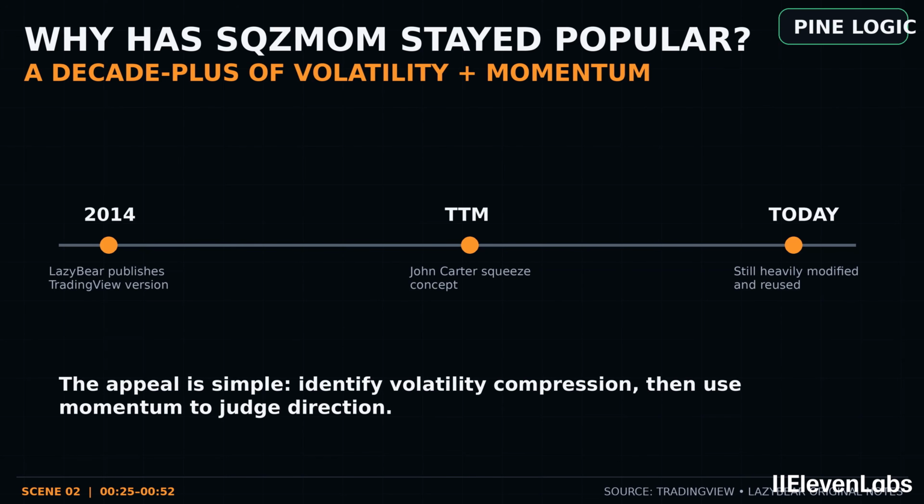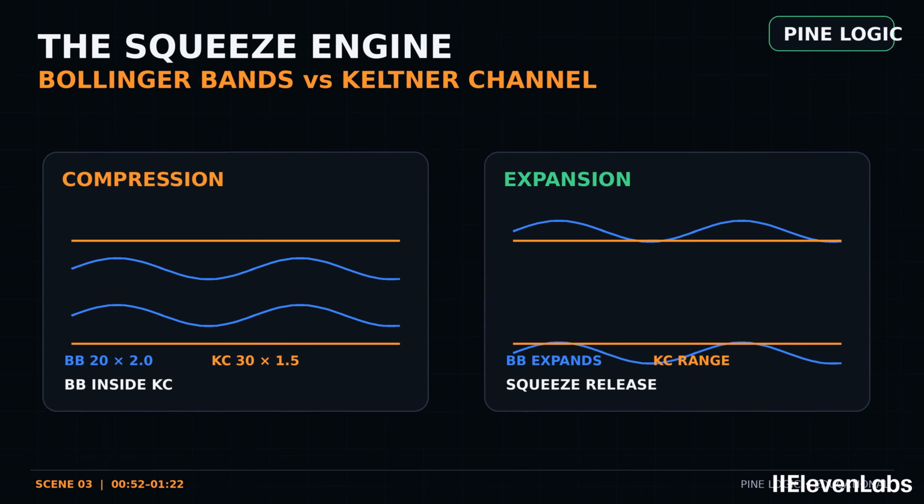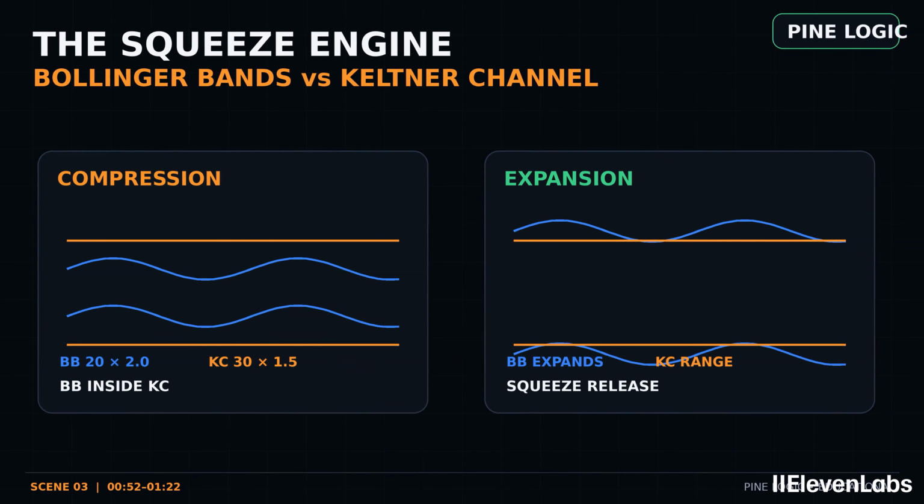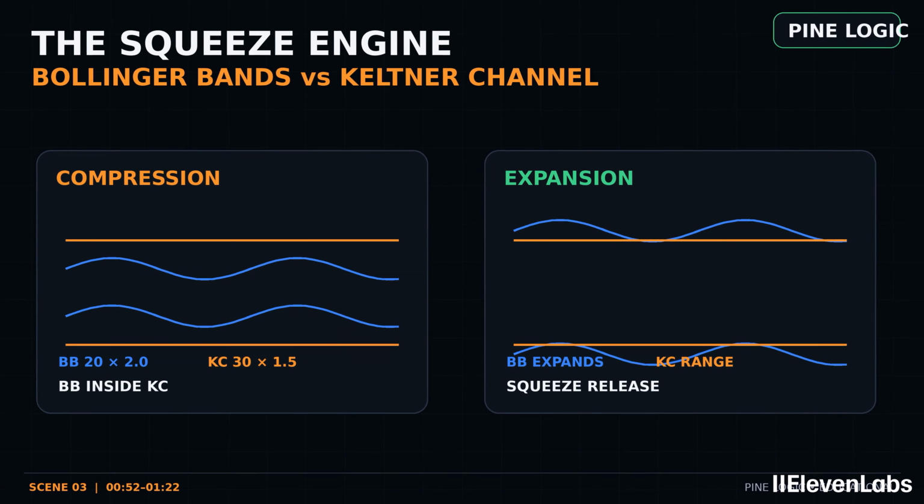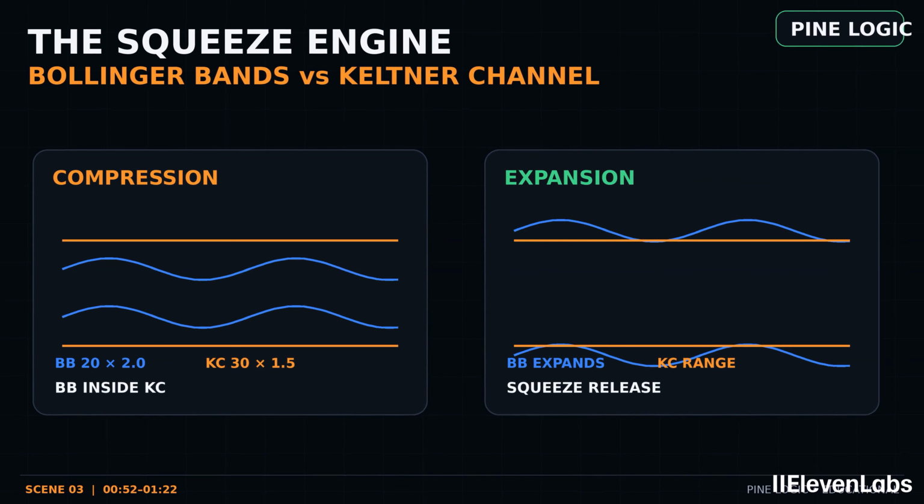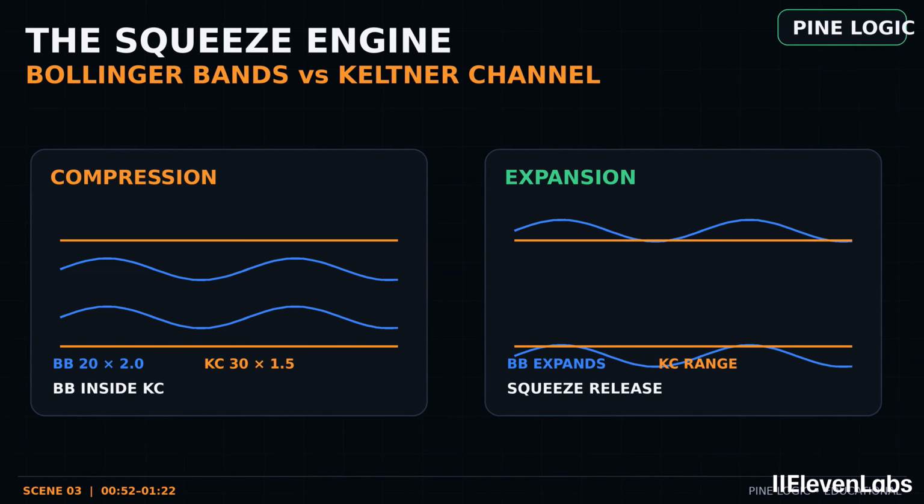Under the hood, the squeeze compares Bollinger Bands with Keltner channels. In our version, the Bollinger Bands use a 20-bar average and a 2 standard deviation multiplier. The Keltner channel uses 30 bars and a 1.5 multiplier with true range. When the Bollinger Bands contract inside the Keltner channel, volatility is compressed. When they expand back outside, the squeeze is released.